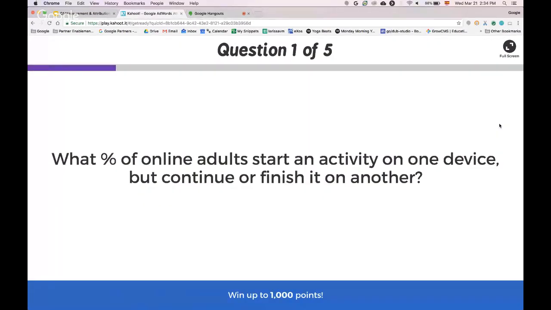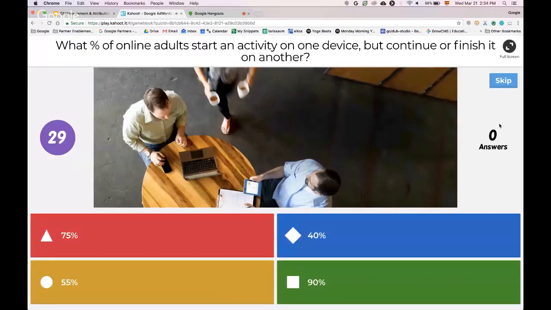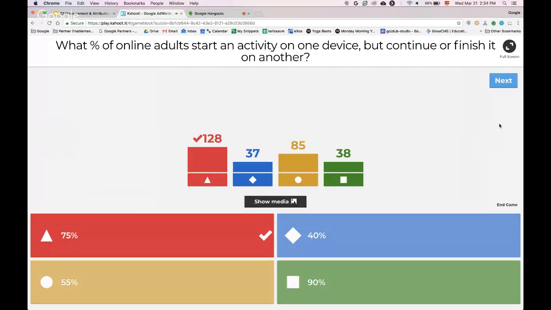First question. What number of online adults start an activity on one device but continue or finish it on another? You have 4 options: 75%, 40%, 55%, and 90%. Which one do you think it is? Give us your answer, and we will actually be having a high score at the end of the 5 questions, so let's see where it lands. We already have 200 answers. That's great. Remember, this is about speed. Go for it. Couple of seconds left. 4, 3, 2, 1, and done.